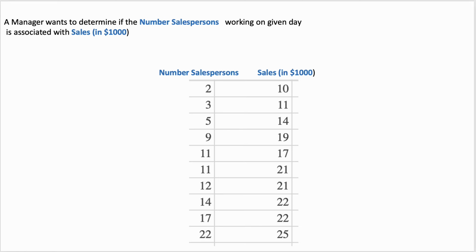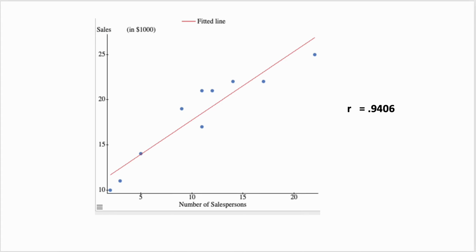Here's our second example. A manager wants to see if the number of salespersons he hires that work on a given day has any relationship to the sales in thousands of dollars. So here we have the raw data. He has anywhere from 2 salespersons working per day to as many as 22. And here are the actual data values for how many sales there were that day.